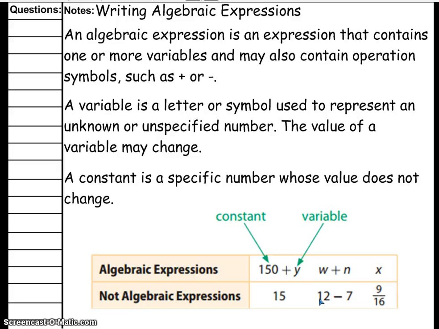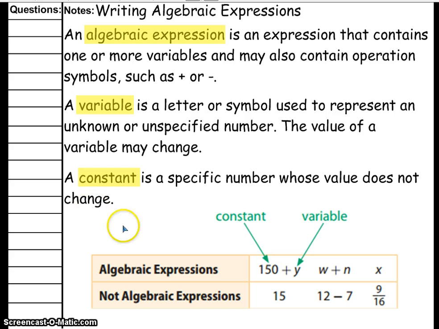Writing an algebraic expression. An algebraic expression, vocab word, is an expression that contains one or more variables and may also contain operation symbols such as plus or minus. A variable is a letter or symbol used to represent an unknown or unspecified number. The value of a variable may change. That's why it's called variable. It varies. A constant is a specific number whose value does not change.